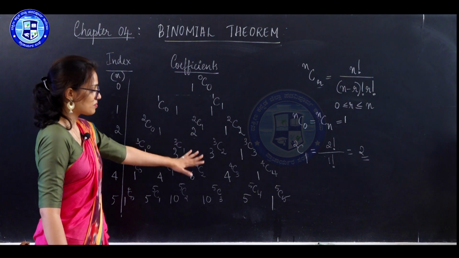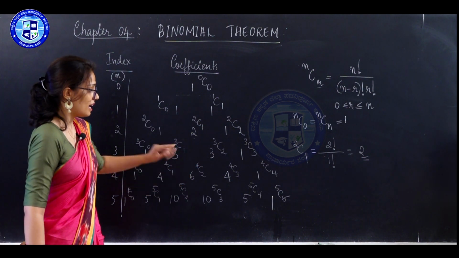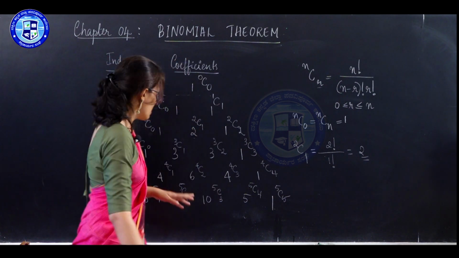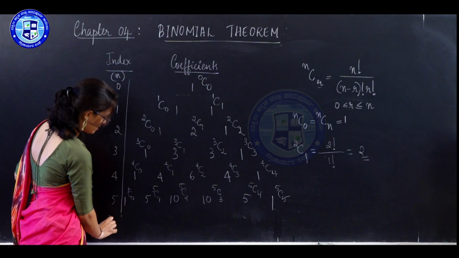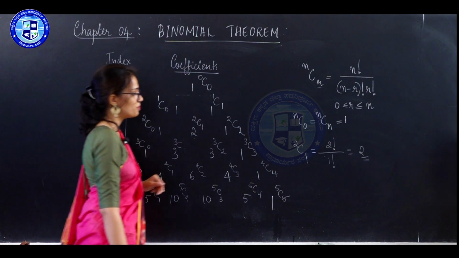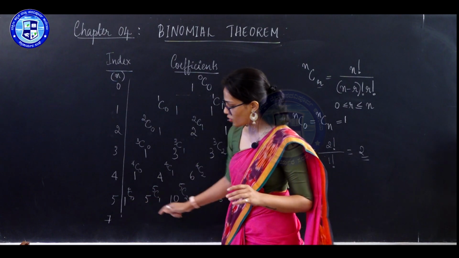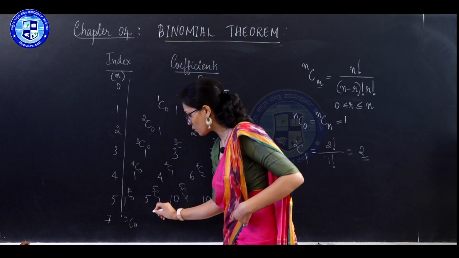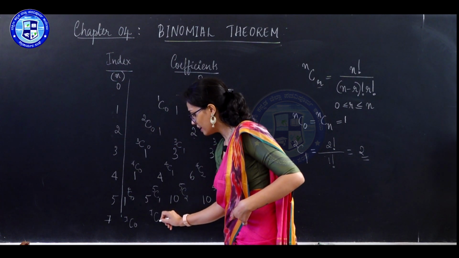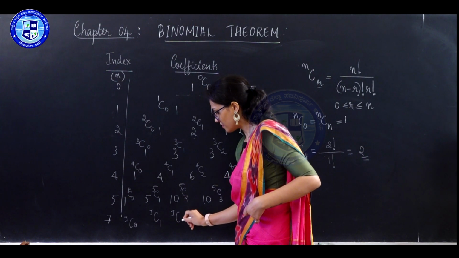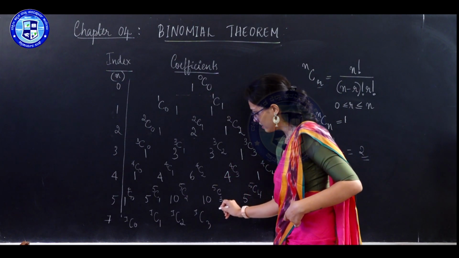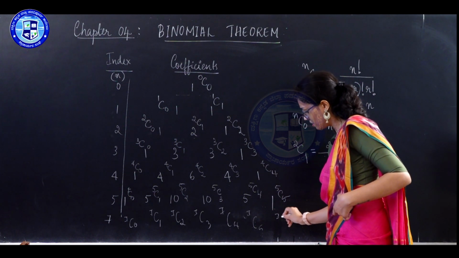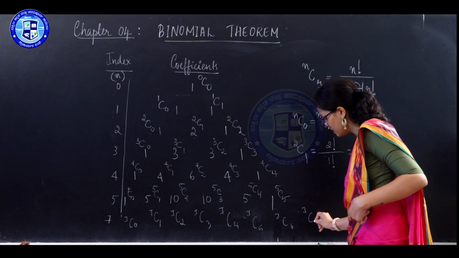So now the expansion looks a little simple, and using this we can write the expansions of higher orders. Let us try to write, when the index is 7, what should be the coefficients? The first coefficient will be 7C0, second coefficient will be 7C1, third will be 7C2, 7C3, 7C4, 7C5, 7C6 and 7C7.